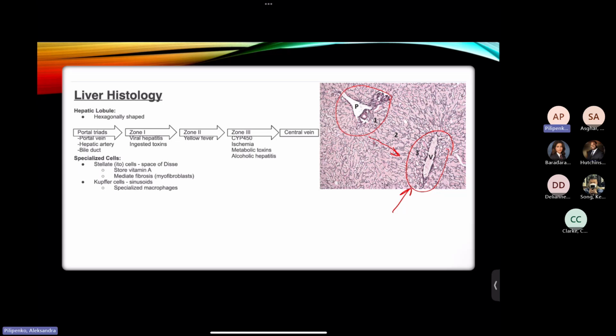Yeah, I mean, they will probably, familiarize yourself with your pathology book and their histology pictures. They might use them. I don't know if they're going to be as clear as this one.